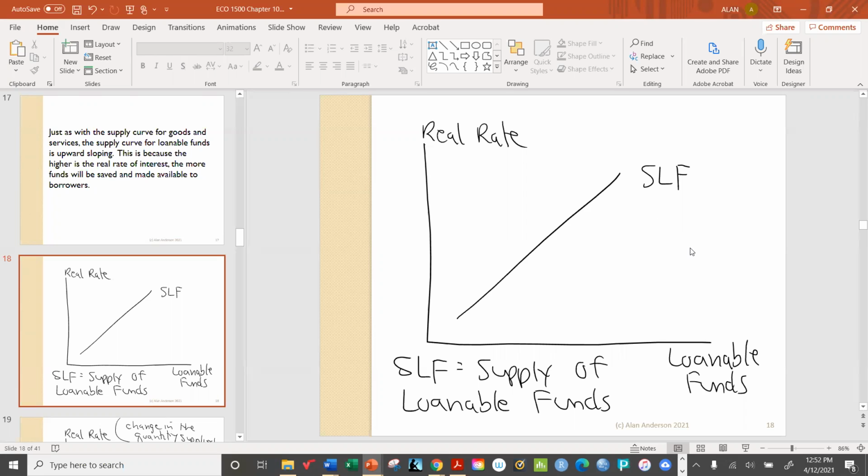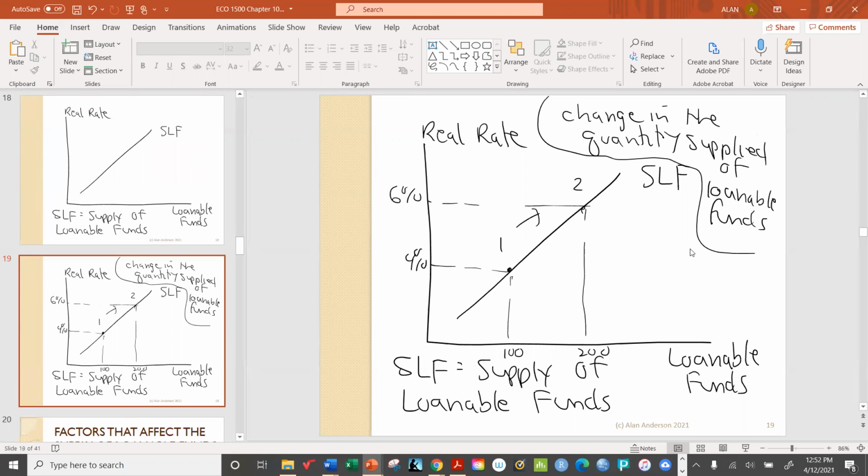Now, just like with the demand curve, if we move up and down this curve due to a change in the real rate, that is referred to as a change in the quantity supplied of loanable funds. In other words, changes in the real rate are causing us to move up and down this curve.